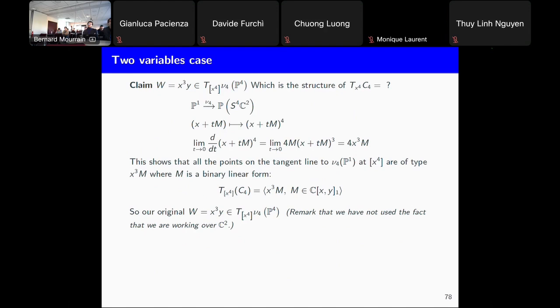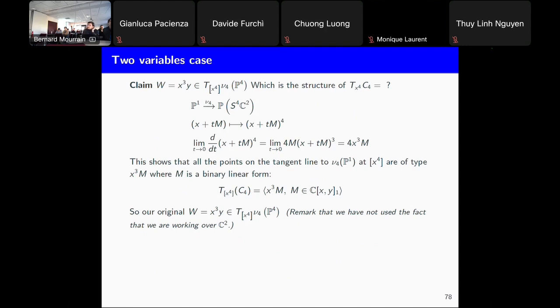Okay, so the rational normal quartic consists of fourth powers of linear forms. So this is a nice point of that curve. And I want to see how the tangent space is made. So I go in P1 and I take a line in P1. Okay, it's easy. And then I do the 4th power, and then I take the limit for t that goes to 0 in order to see what I have at that point. And what I get is something of this type.